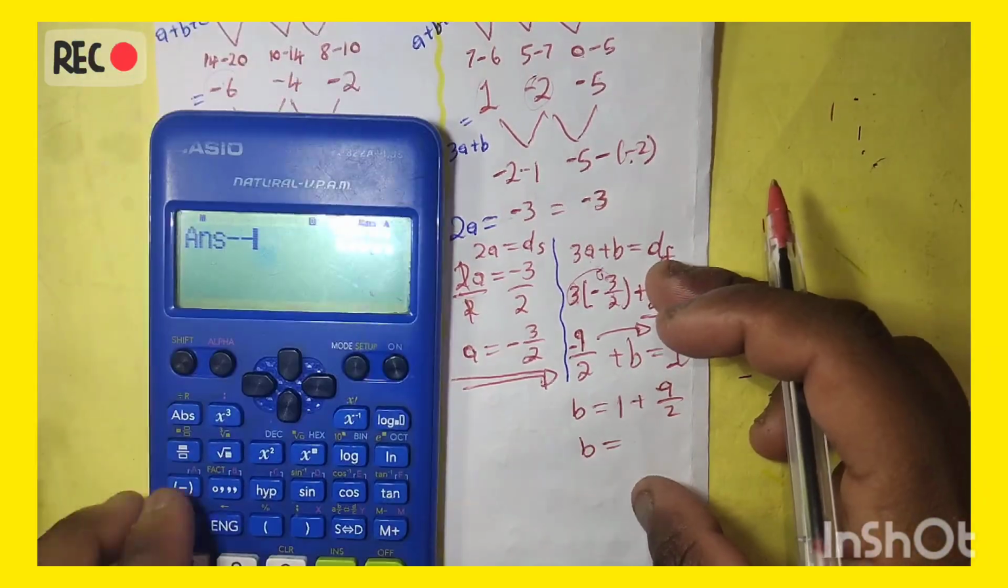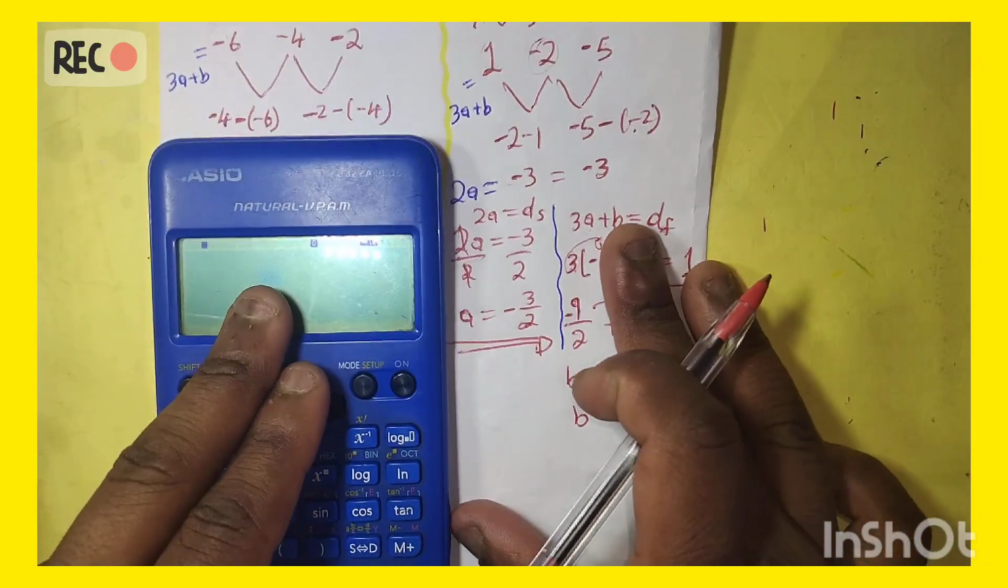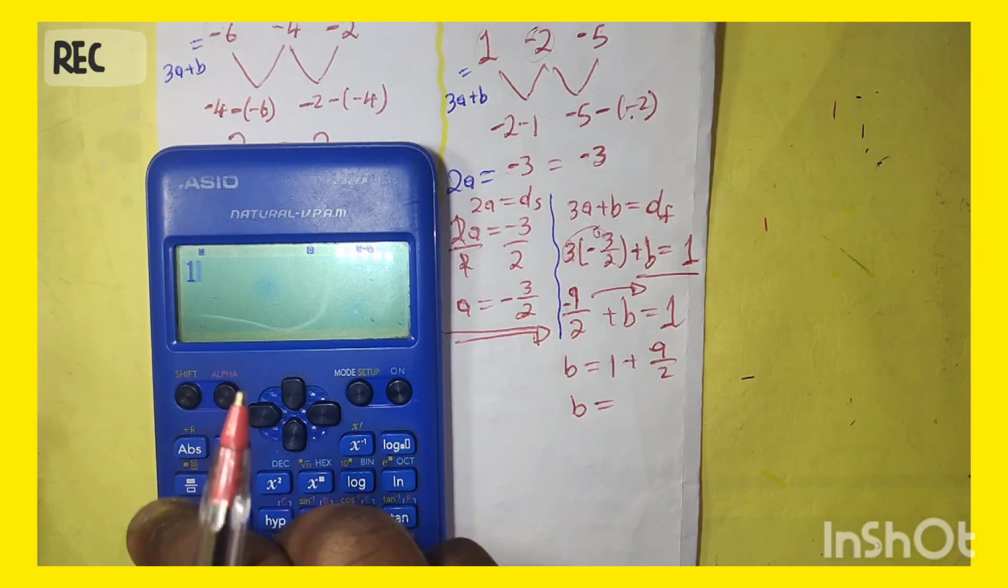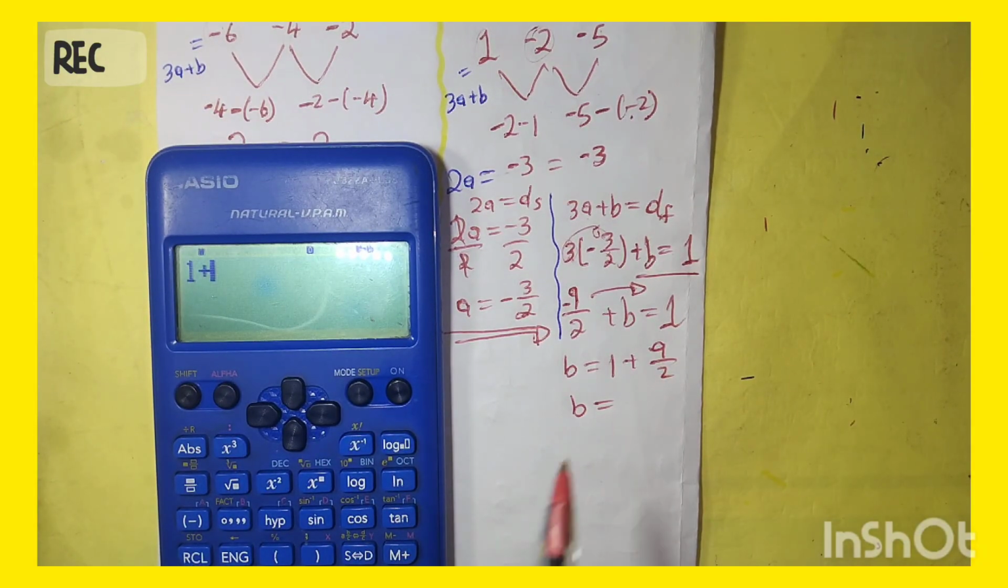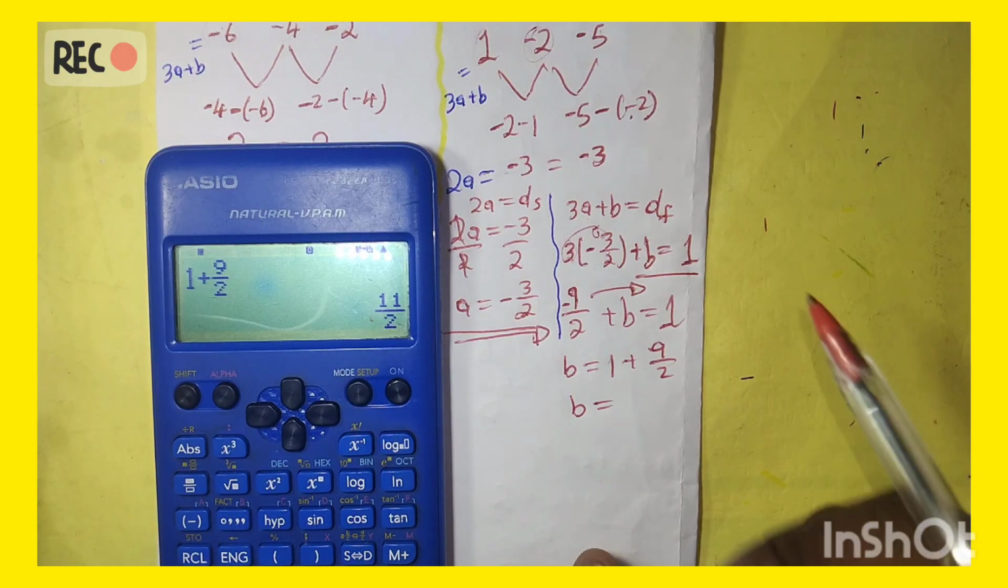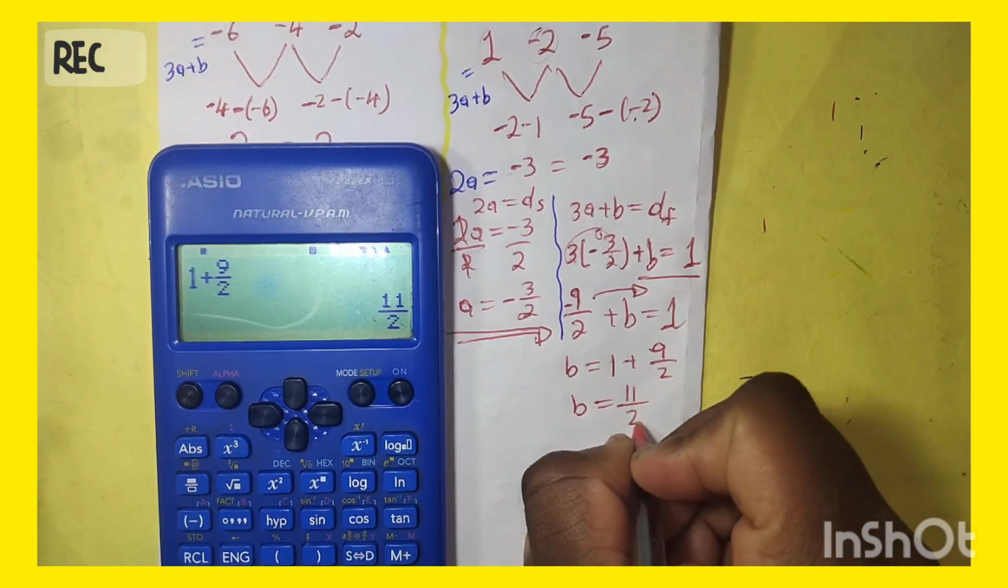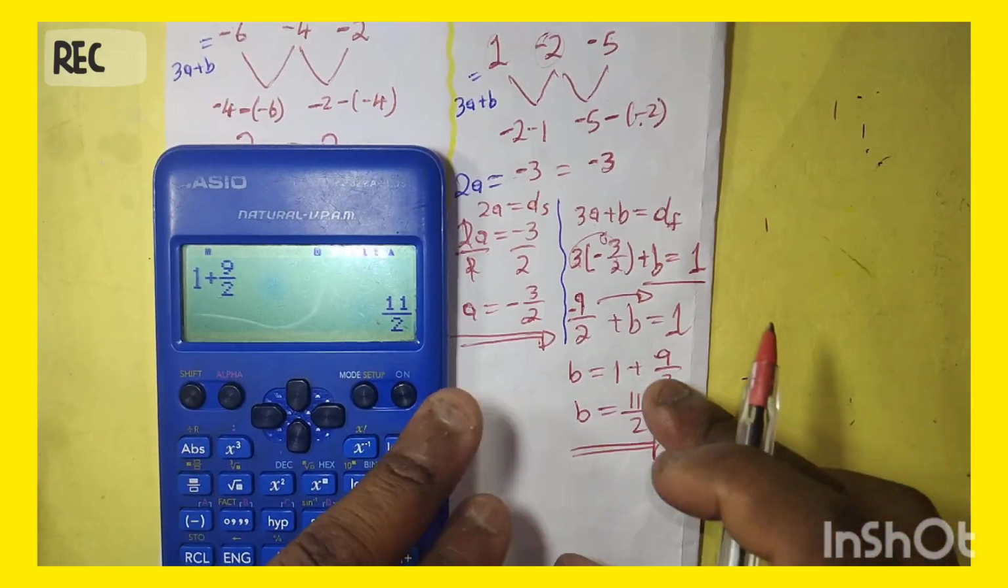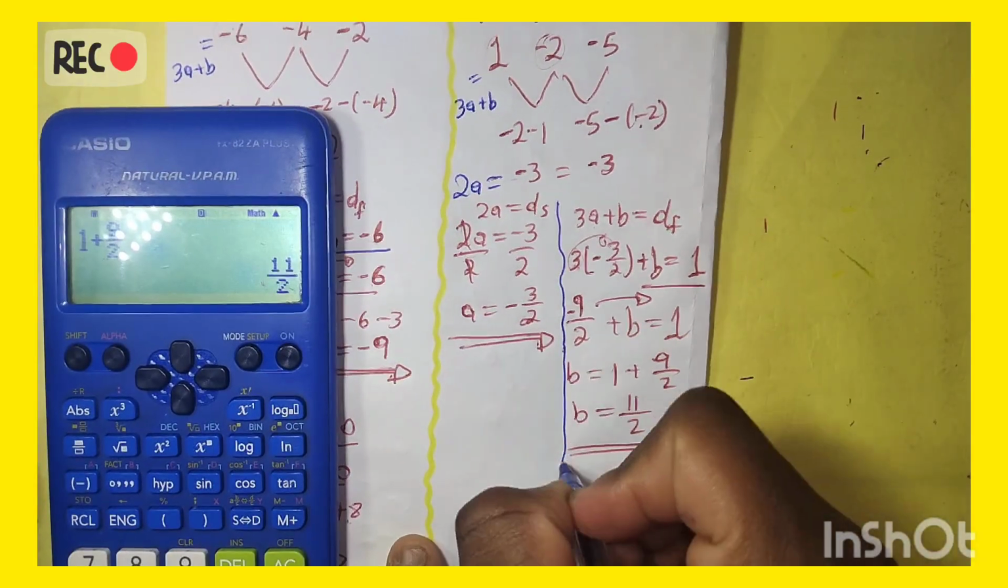Then for this one, I don't want to be a genius too much, guys. Let me just use my calculator, because here you're supposed to get 11/2. So this is what I'm talking about, guys. This thing is 11/2. You see? So now let's go and solve for C.